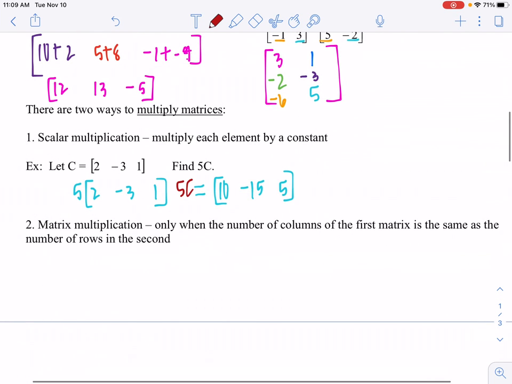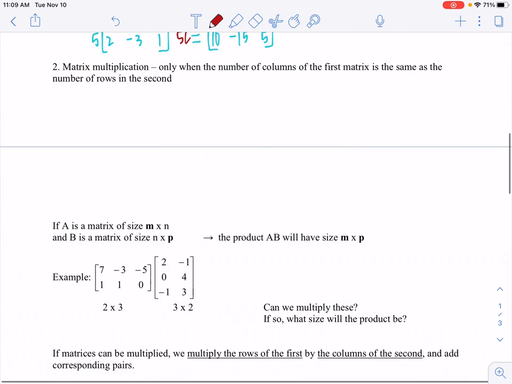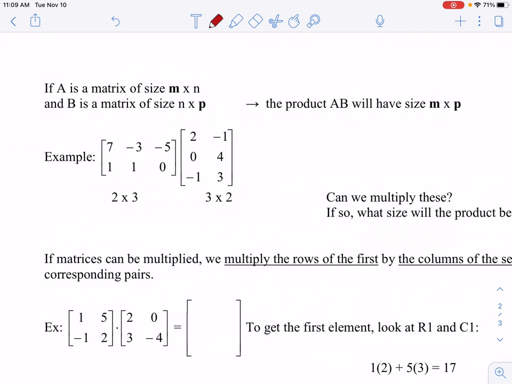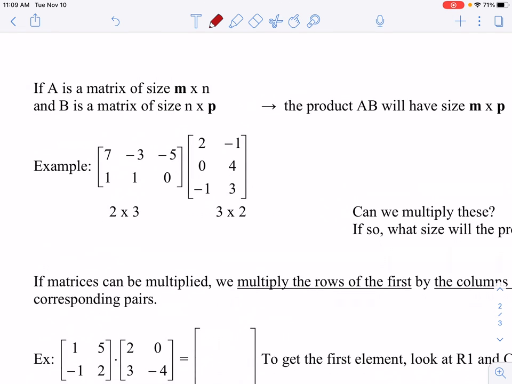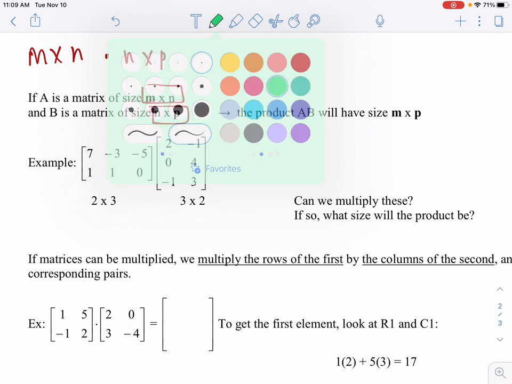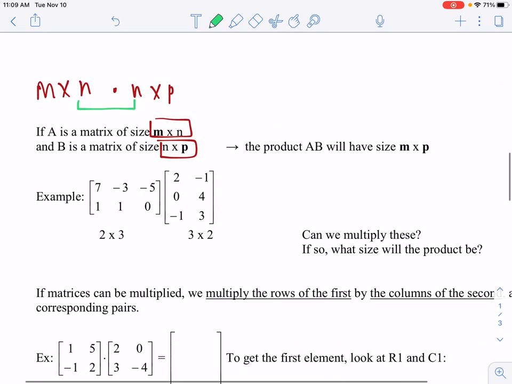Now, normal matrix multiplication is a little harder. Probably the most difficult part of the matrices. So the first thing is, let's say matrix A is of size m times n and B is n times p. The first thing you need to know about multiplication is if I were to multiply these, the middle ones need to be the same, but the new matrix will be the outside. It'll end up being m times p.